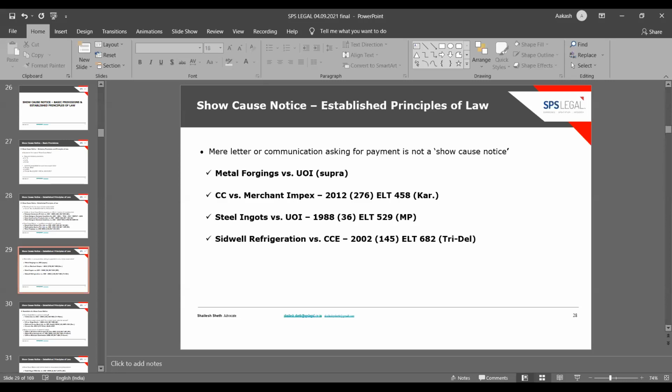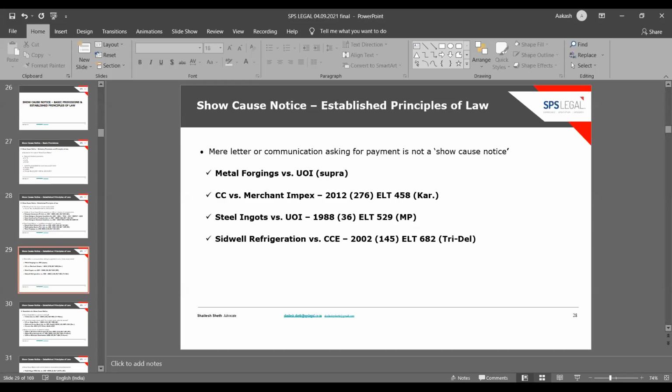In fact, in the Sidwell Refrigeration case, the Tribunal Delhi bench said that a letter of the superintendent communicating the audit observations with a request to pay the duty is not a so-called notice. And it was also held by the tribunal that such a letter is not a valid appealable order and no appeal can be filed against such a letter.